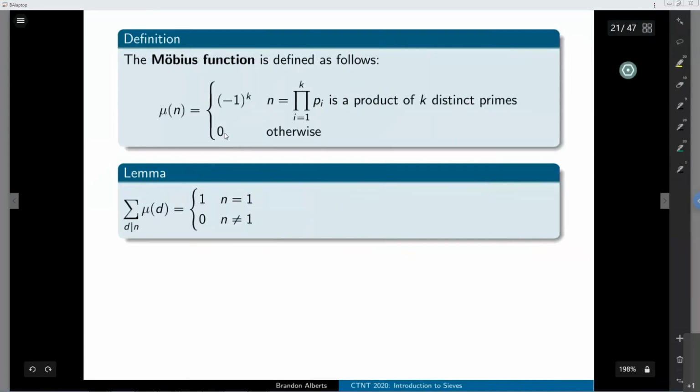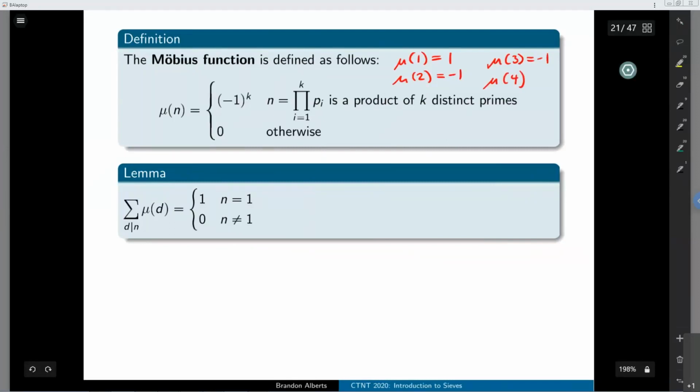So a couple of example values. 1, that's not divisible by any squares. It's a product of 0 primes, technically. So that's (-1)^0, which is 1. 2 is a prime, so that's a product of exactly 1 prime. So it's (-1) to the first power. 3 is also a prime, so for the same reason, we get -1.